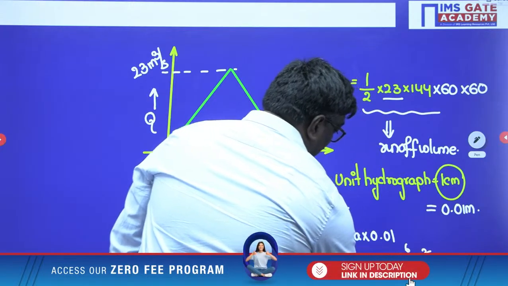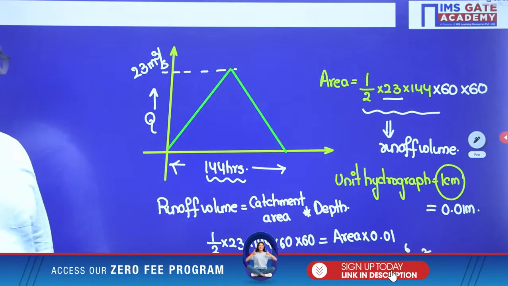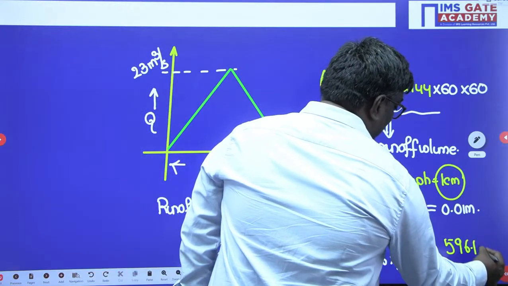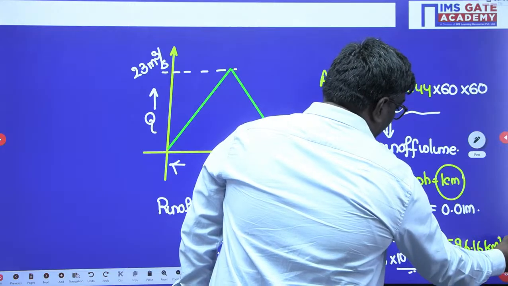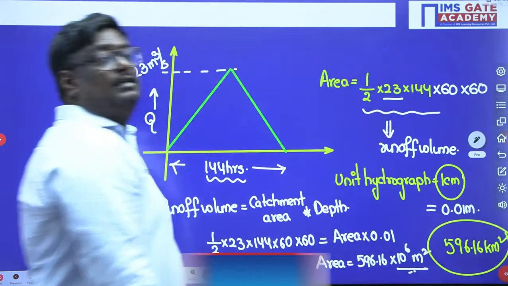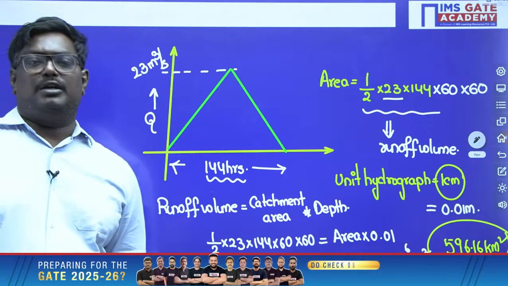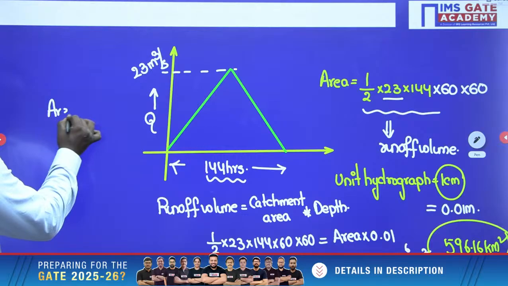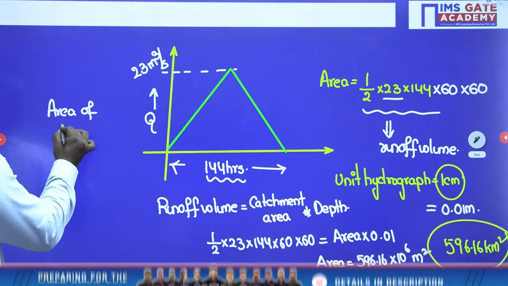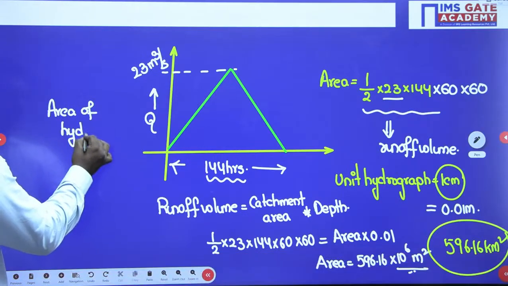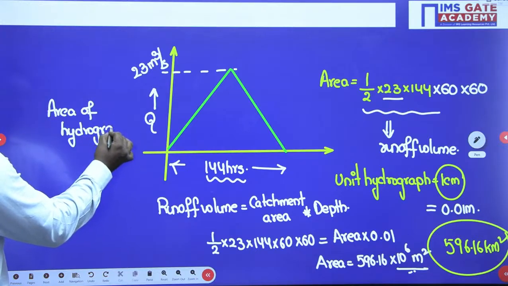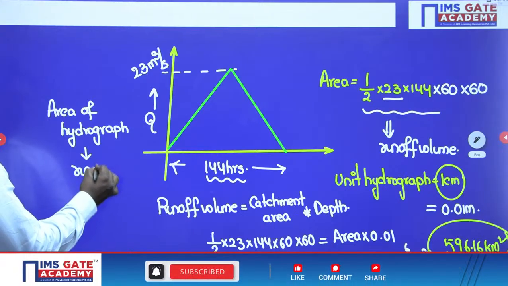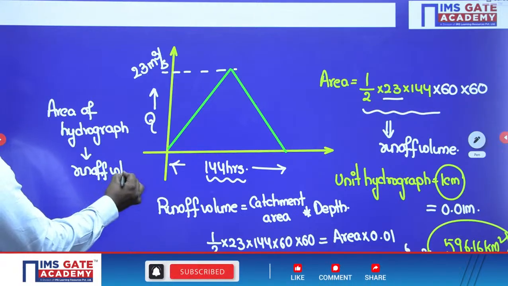But 10 power 6 meter square can be converted into kilometer square. So you will get the final answer, because they asked the answer in kilometer square. So the final catchment area here is 596.16 kilometer square. The key point here you should remember is the area of hydrograph. Area of hydrograph is equal to what? Runoff volume. This is a very, very important point where you can solve some GATE questions.